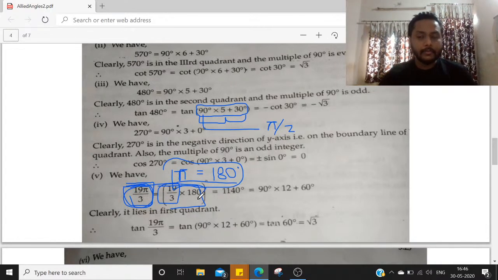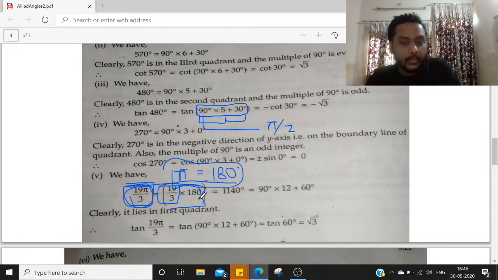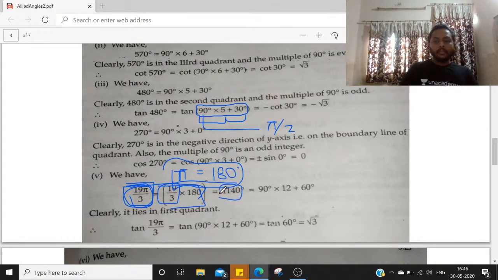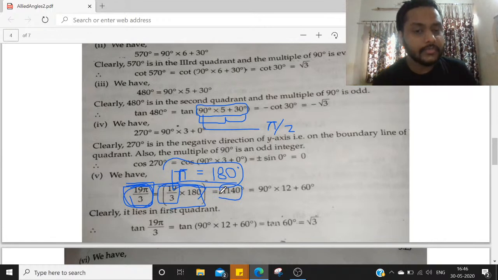19 pi by 3 will become what? 19 pi by 3 will become 19 by 3 times 180 degree, and that is equal to what? That is equal to 1140 degree. Are we clear with this? That is equal to 1140 degree.